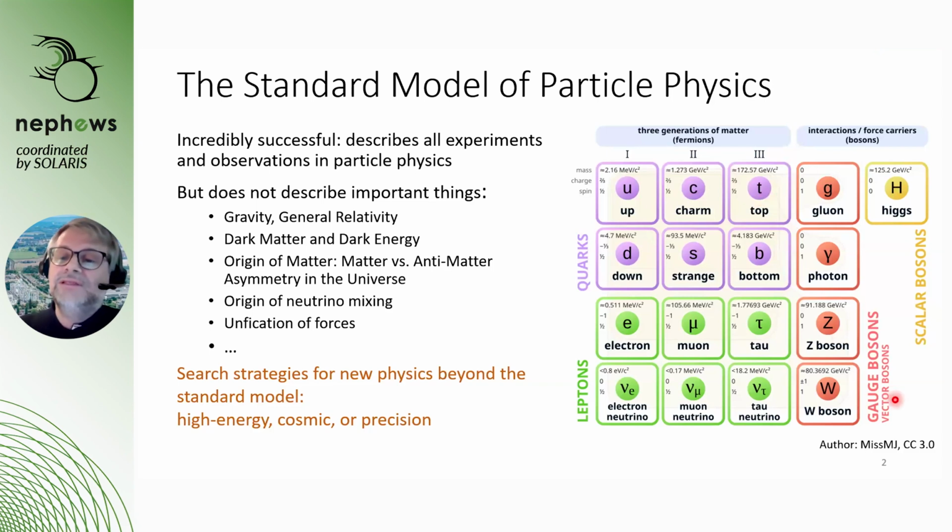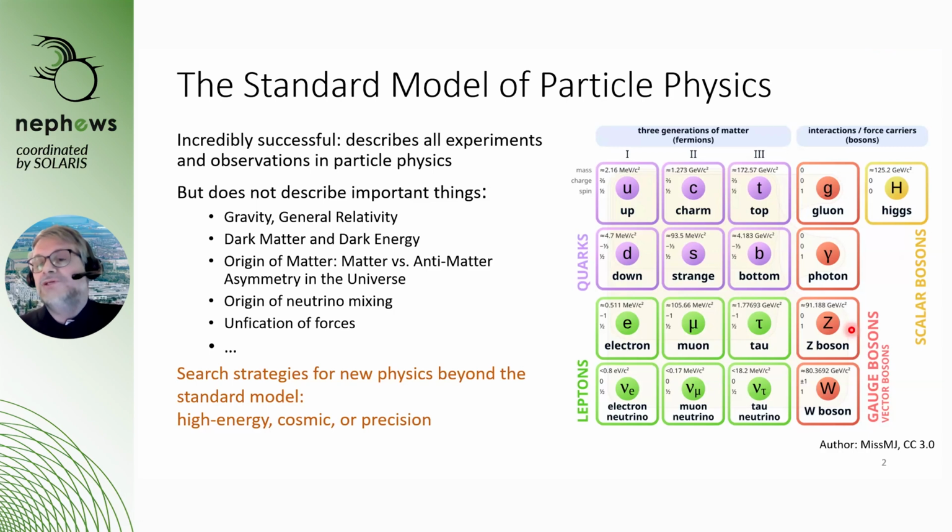If you look at the interactions, we know that there's electromagnetism in there, described by the photon. We know that there's a strong interaction in there which holds the nucleus together, described by gluons. And then there's beta decay, etc., described by the weak interaction with the Z and W bosons. And of course, there's the Higgs, which gives particles mass.